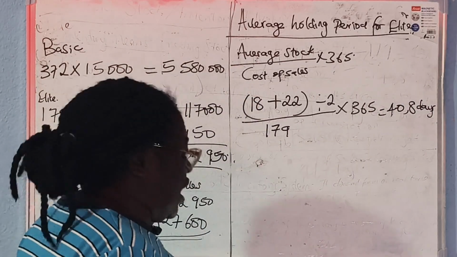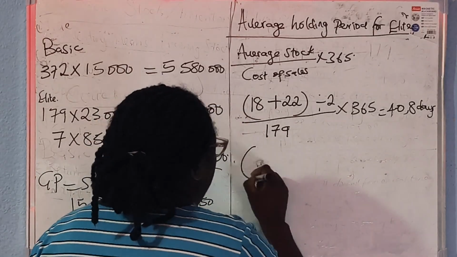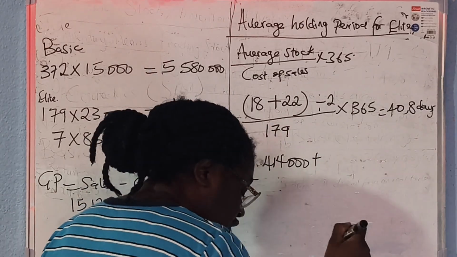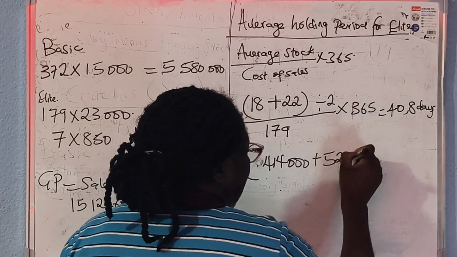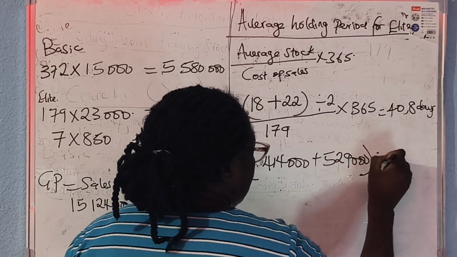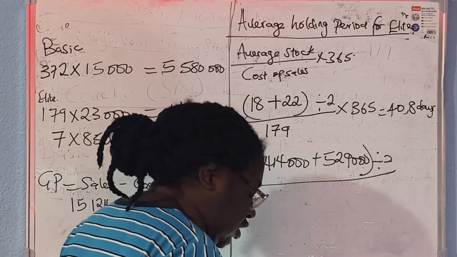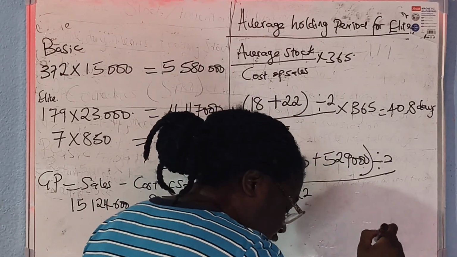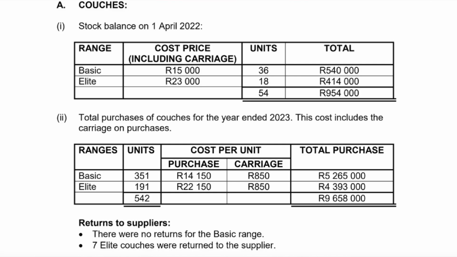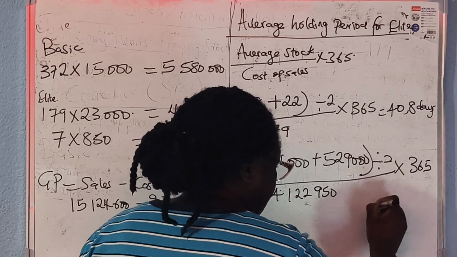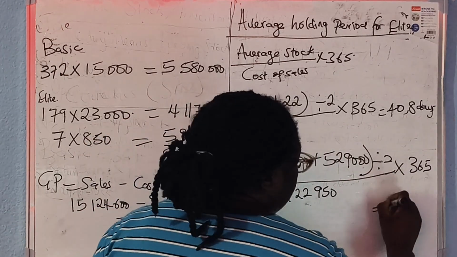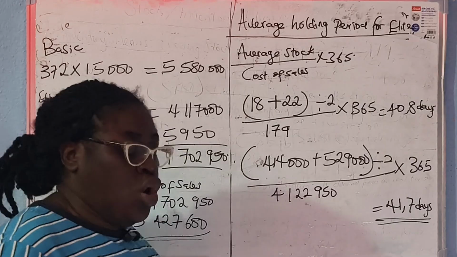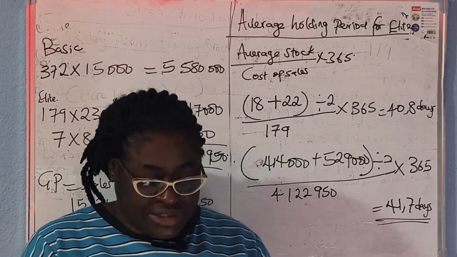And then if you decide to use the value, then your opening stock will be 414,000 plus your closing stock, which is 529,000. You divide by 2 over your cost of sales for Elite, which is 4,122,950. Then you multiply all this by 365 days. And when you do that, that should give you 41,7 days. Whichever way you decide to go, you still get your answer.